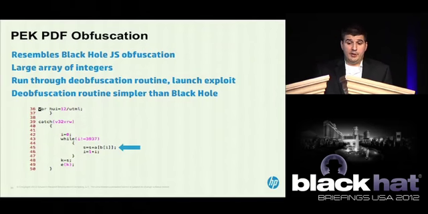And so the PDF obfuscations that Phoenix uses resemble a lot of Blackhole's JavaScript obfuscations. Phoenix was first, so it's likely that Blackhole definitely saw what they were doing at the time and decided to take it and improve upon it. They use a large array of integers, run through a deobfuscation routine, and then launch the exploit. But the way they do deobfuscation is a little bit simpler than Blackhole. They're not doing any kind of math.